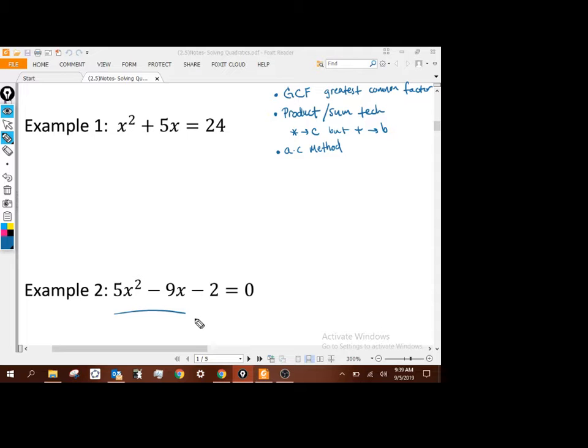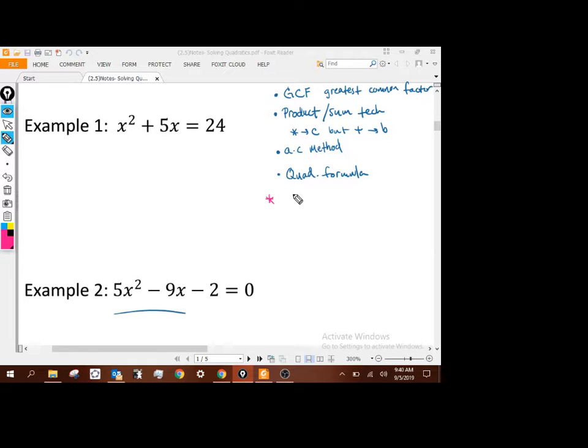If that does not work, you're going to default to the quadratic formula, which is completing the square if you want to complete the square. But the quadratic formula is just quicker. It's a quicker version of completing the square. Eventually, now I'll put an asterisk here.